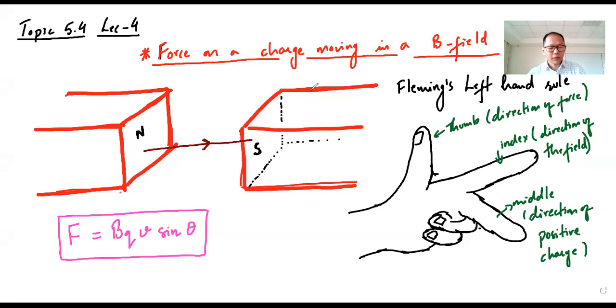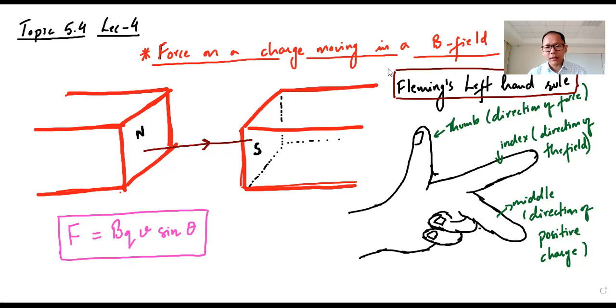Let's talk about the direction of the force on a charge when it moves across the magnetic field. And this one, we will do by a rule. Yes, another rule: Fleming's left-hand rule. In Fleming's left-hand rule, the thumb indicates the direction of the force, the index finger represents the direction of the field, and the middle finger represents the direction of the positive charge. So in which direction the positive charge is moving, that's the direction you have to point your middle finger.